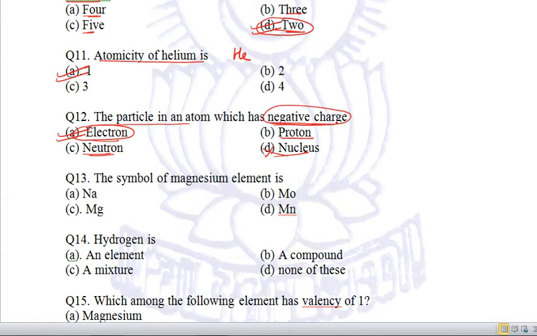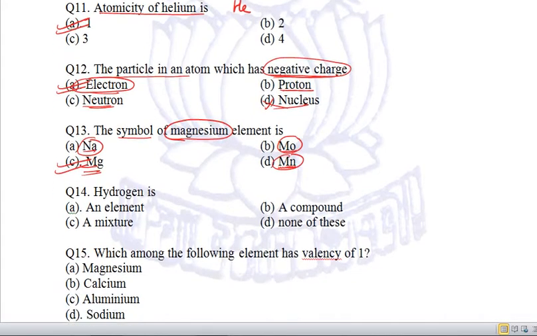Next is the symbol of the magnesium element: Na, Mg, Mo, Mn. It is Mg. Na we know, just for revision purposes, is natrium, that is sodium. Mo is molybdenum. Mn is manganese. It is Mg, which is the symbol of magnesium. Correct? Coming to the next question.